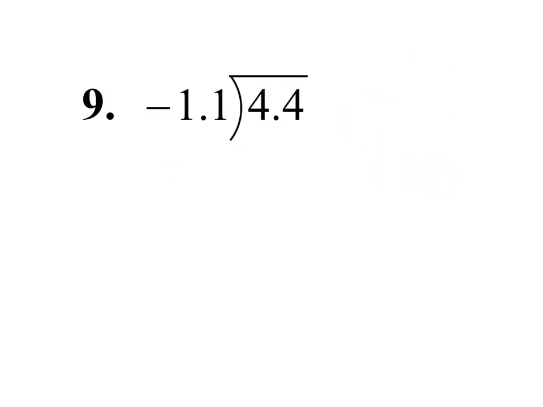On number 9, we've got 4.4 divided by negative 1.1. So let's convert our divisor to a whole number by moving the decimal one spot to the right. And whatever we do to the outside, we have to do to the inside. So let's rewrite our division situation. So we've got 44 divided by negative 11. How many times will negative 11 go into 44? It'll go in there negative 4 times.